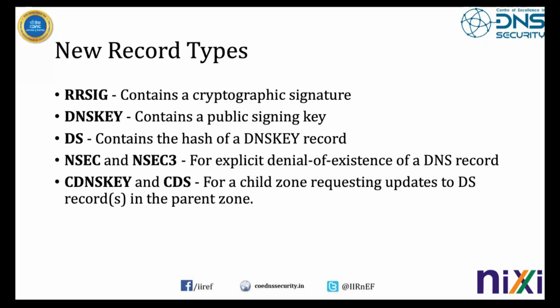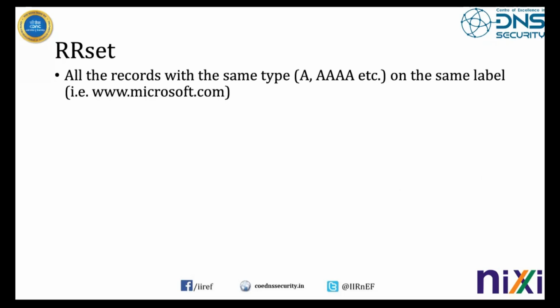And last are CDNSKEY and CDS, which are basically child DNSKEY and child delegation signer. It is used for automatic delegation, or automatic routing of the DS record to the parent. Why it is required, we will see later. So these are the new resource records. Now let us talk about what is an RR set.